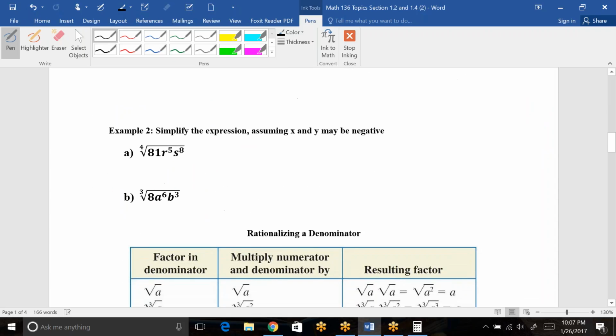Okay, so let's look at 2 more. This case, you have to be careful. The directions here say x and y might be negative. Why that's important is that means if you're dealing with an even root, you're going to need absolute value around your variables that come out of the radical.